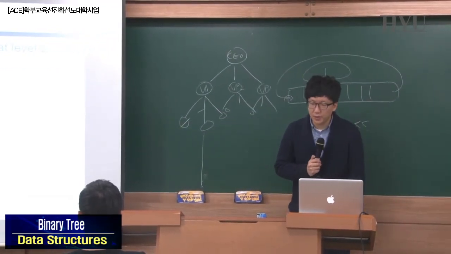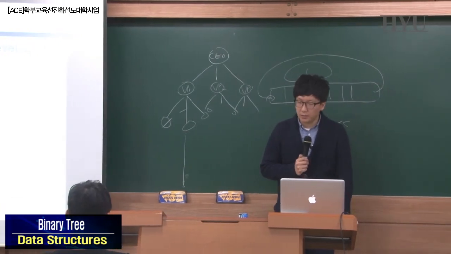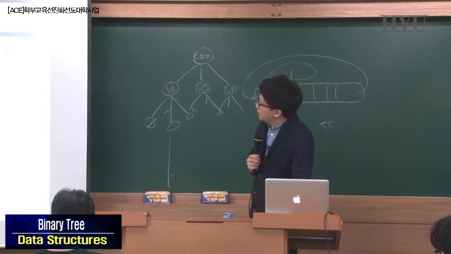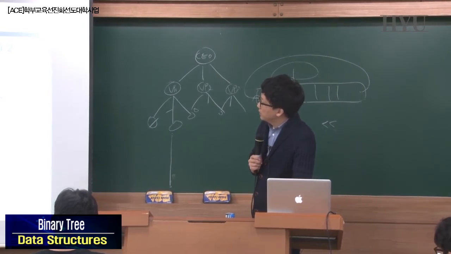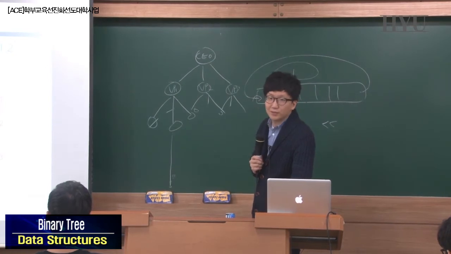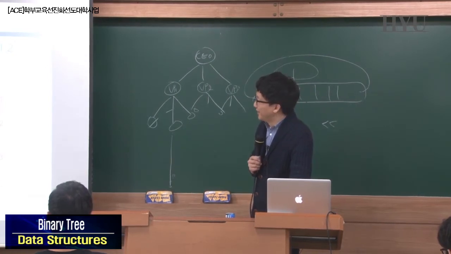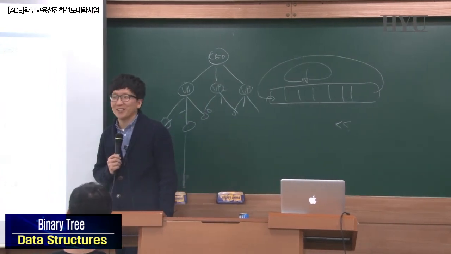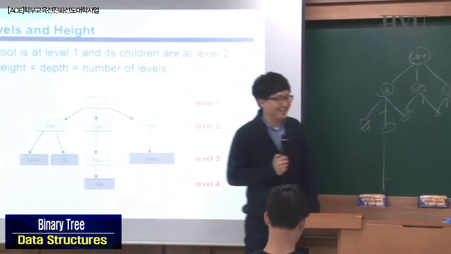So root is level 1, Joe is level 1. Level 1, level 2. Wow, this is actual kindergarten stuff. Level 4. What's the height of this tree? 4.